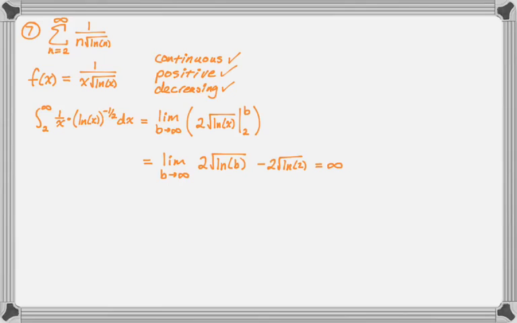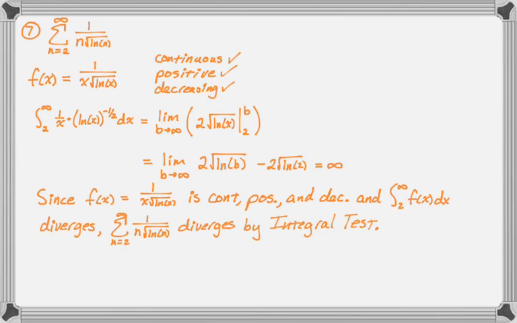And then I'm just going to write out the long answer. So we had to do all that work, but what I'm going to say is, since f of x is continuous, positive, and decreasing, and the improper integral diverges, we know that the series also diverges by the integral test.